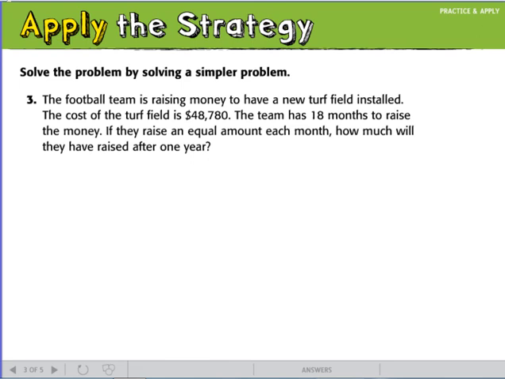Number 3, the football team is raising money to have a new turf field installed. The cost of the turf field is $48,780. The team has 18 months to raise the money. If they raise an equal amount each month, how much will they have to raise after 1 year?